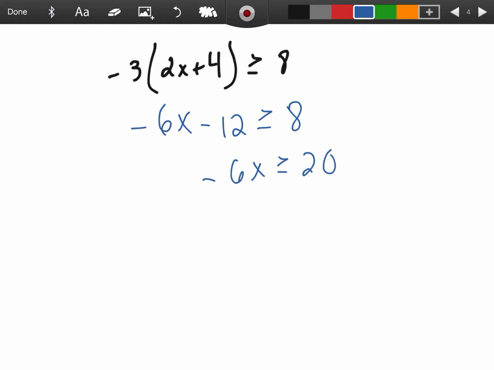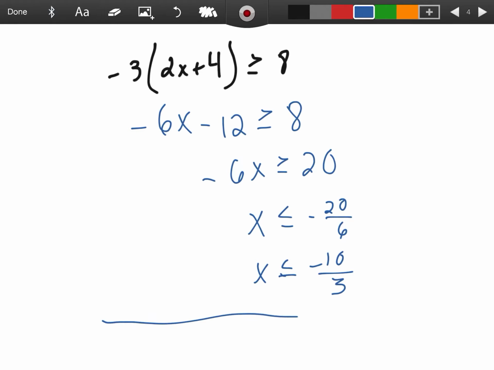Remember, whenever you divide by a negative, you need to flip the sign. So I have x is now less than or equal to negative 20 over 6. That's the same thing as being less than or equal to negative 10 over 3. And we're just going to leave it as an improper fraction.